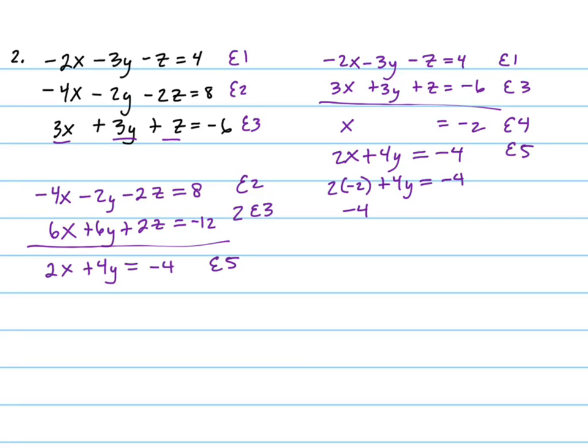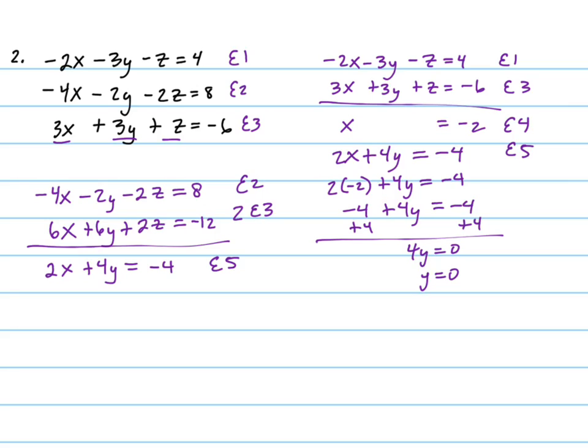So this is negative 4 plus 4y equals negative 4. We'll add 4 to both sides. You get 4y equals 0. Well, 4 times 0 would be 0, so y is 0 here.